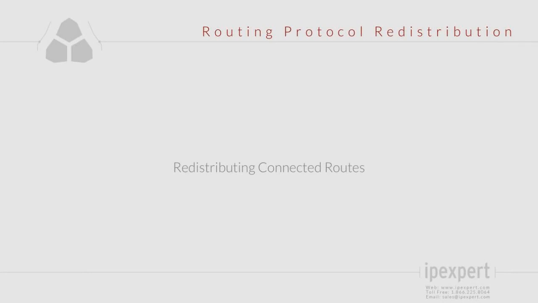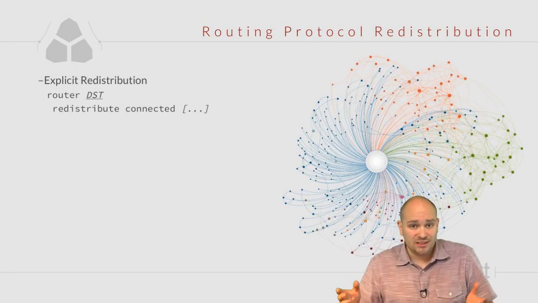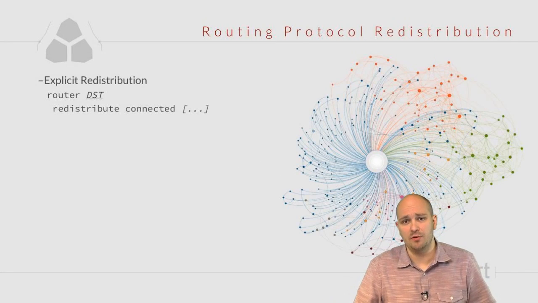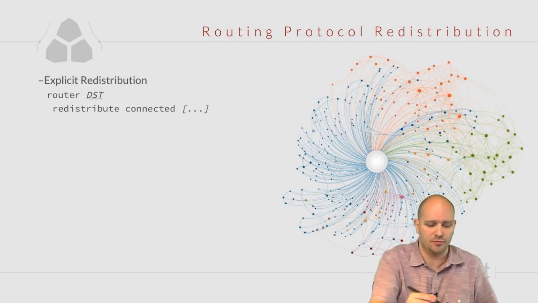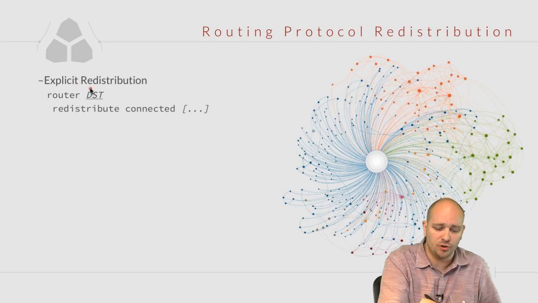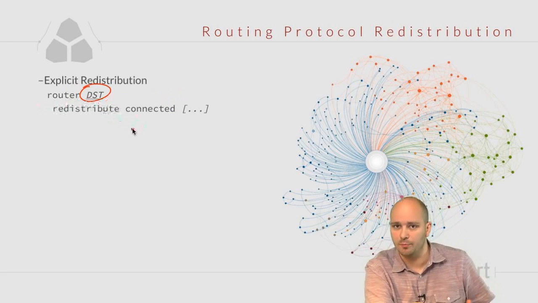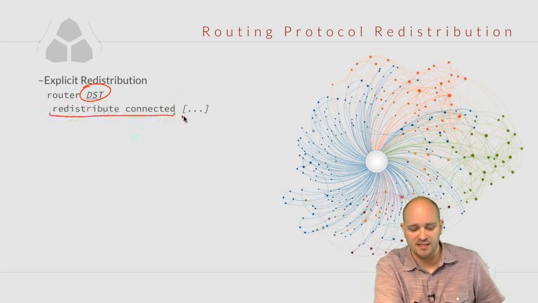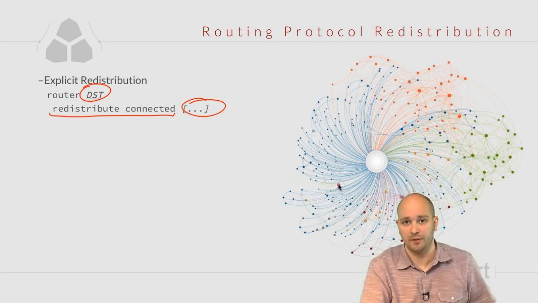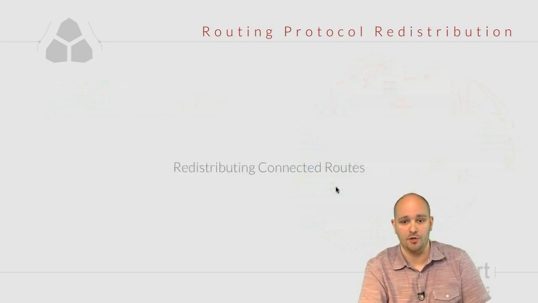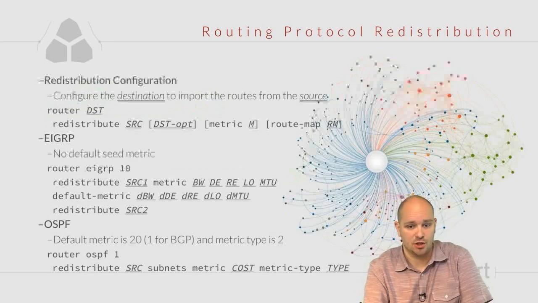Let's now take a look at some of the considerations that you need to take into account when redistributing connected routes. Connected routes, just like any other routing sources, can be redistributed into any routing protocol using an explicit act of redistribution. What I mean by explicit act of redistribution is going into the router, which is going to be our destination process, whatever process that might be, and we simply say redistribute connected followed by protocol specific parameters. And protocol specific parameters are the things that we just discussed earlier.